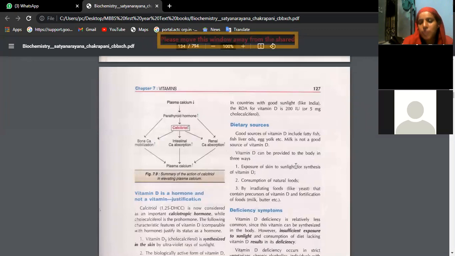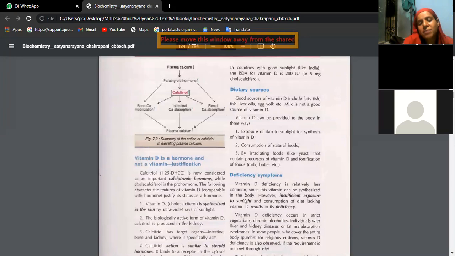Exposure of skin to sunlight. Then consumption of natural foods and irradiated foods. That means if you keep certain foods in sunlight, like yeast, they are also good sources. Milk, butter, etc. are actually not so good, but still good sources of vitamin D.